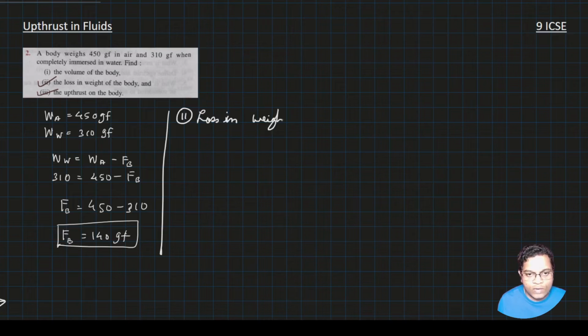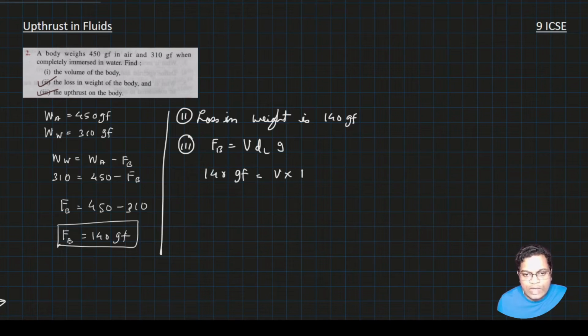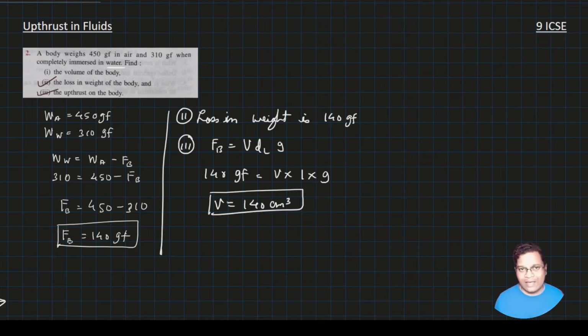Loss in weight is 140 gram force. Now the third part is the volume of the body. The buoyant force or upthrust is volume of the body times density of liquid times gravity. So this is 140 gram force, that is V into 1 into g. Now why 1? Because this is water and the density of water is 1 gram per centimeter cube. Therefore we get V as 140 centimeter cube. So we got the third thing that they have asked, that is the volume of the body.